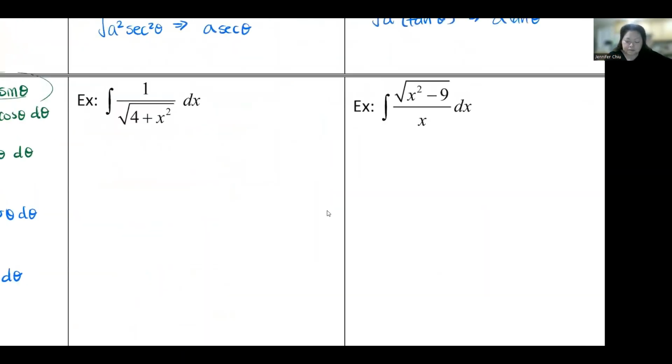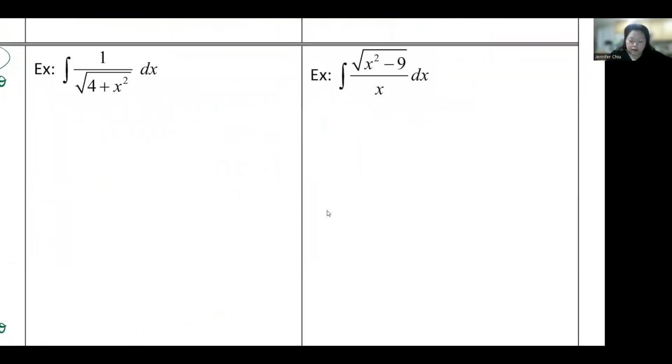Okay? All right. Second one here, you have 1 over square root of 4 plus x squared. Because I see the plus, I know this is a tangent setup. So then my x is equal to 2 tangent theta. Same as before, I'm going to take the derivative of this so that I can figure out the replacement of dx, right? So I get dx equals 2 secant squared theta d theta.